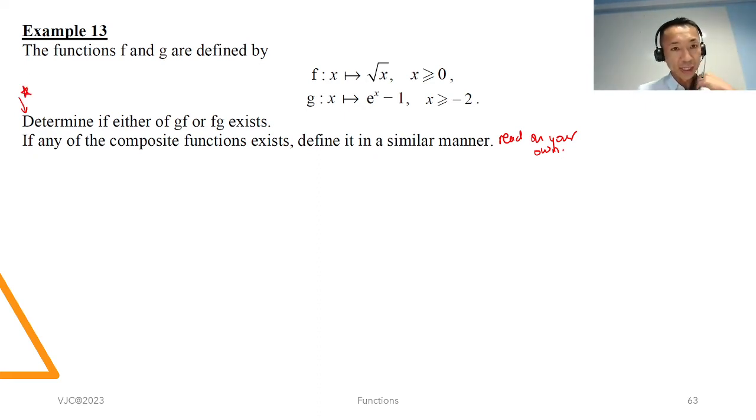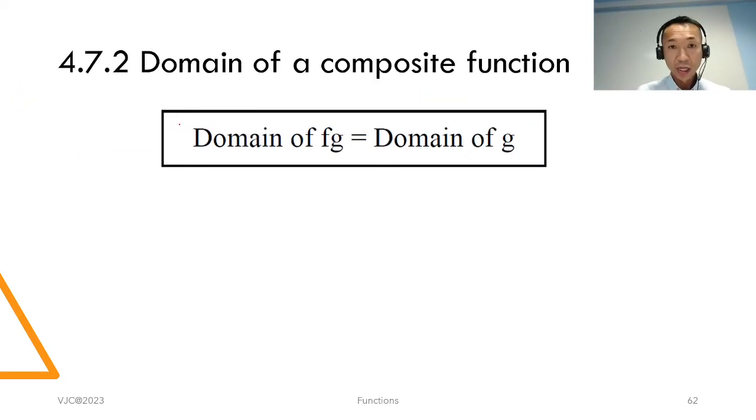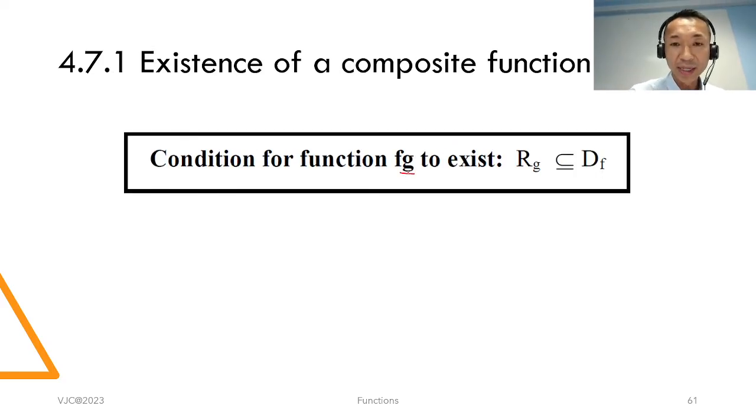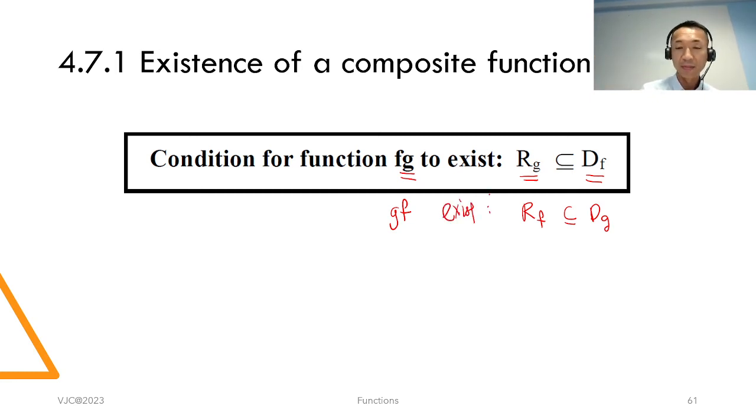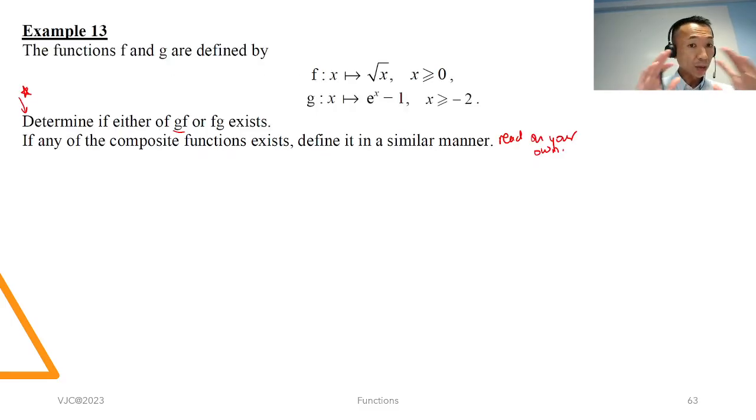The correct way to do it is this, right? Let us first talk about gf. Remember, for fg to exist, range of g must be a proper subset of domain of f. For gf to exist, then range of f must be a subset of domain of g. You just swap the letters around. Don't memorize too much. You just memorize one. So let's talk about gf.